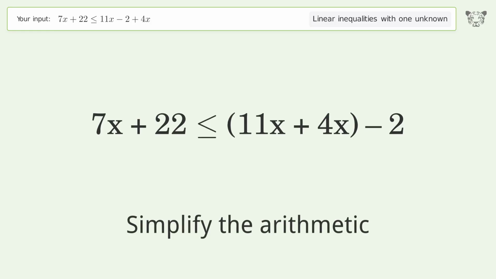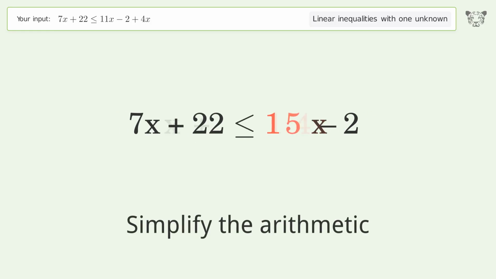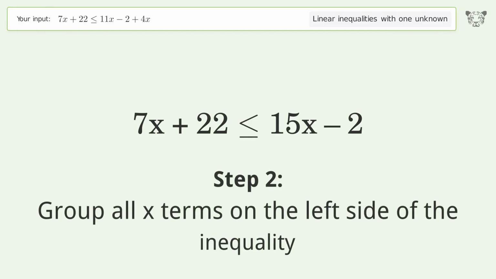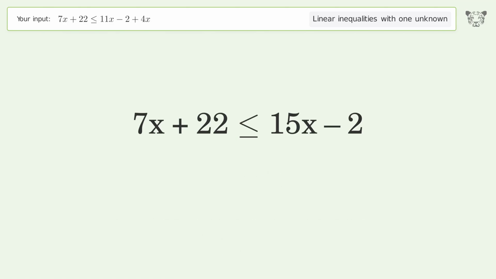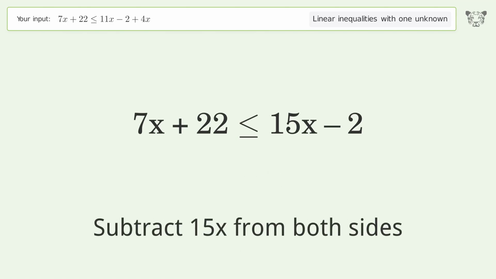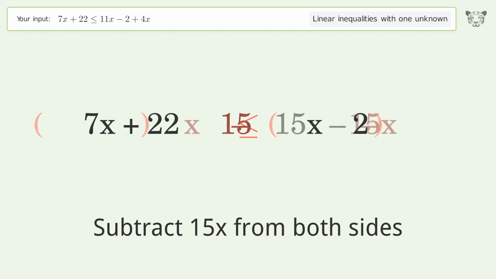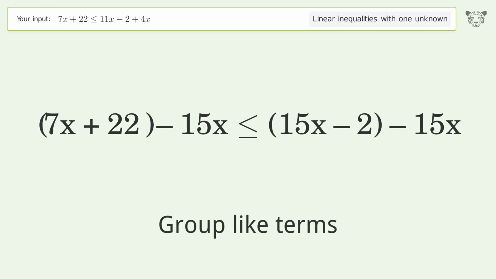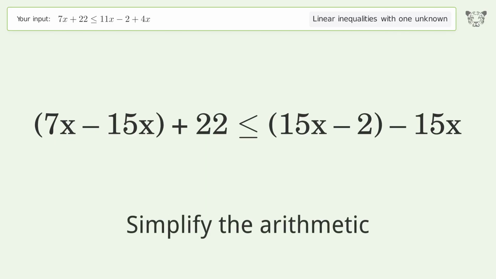Simplify the arithmetic. Group all x terms on the left side of the inequality. Subtract 15x from both sides. Group like terms. Simplify the arithmetic.